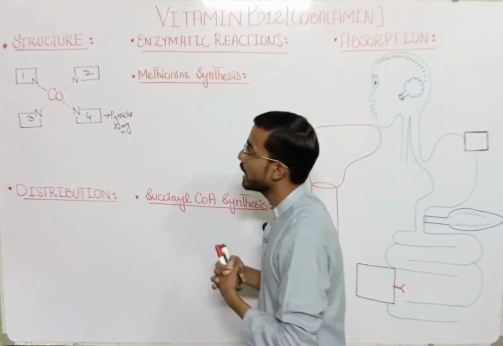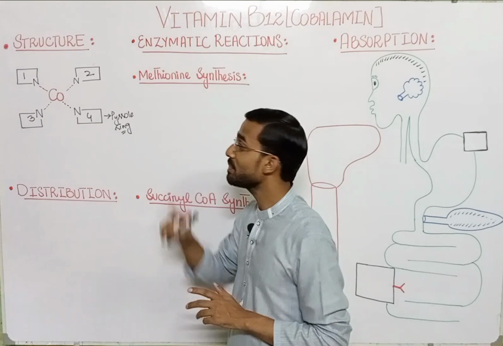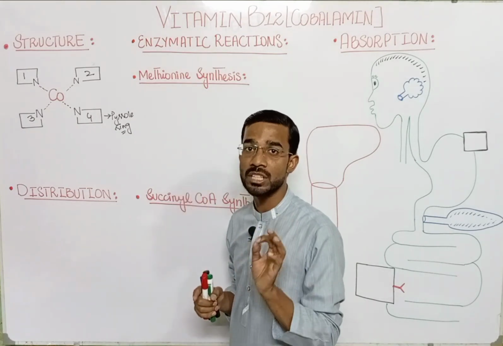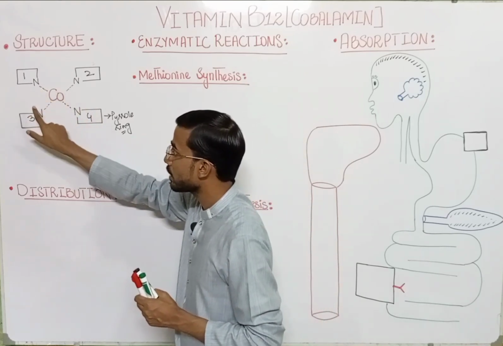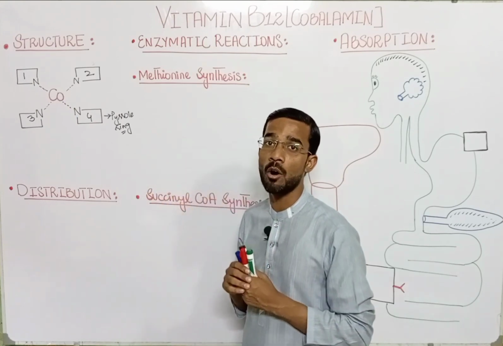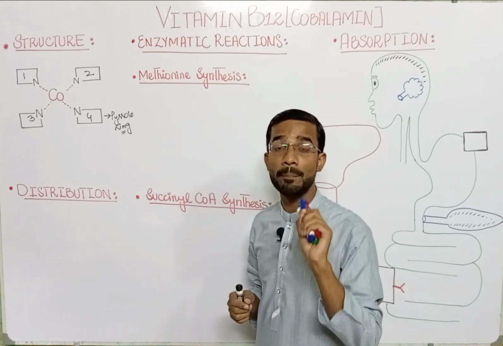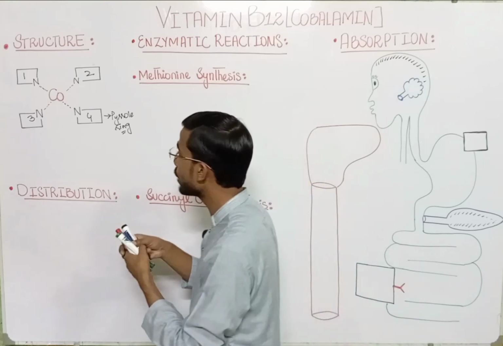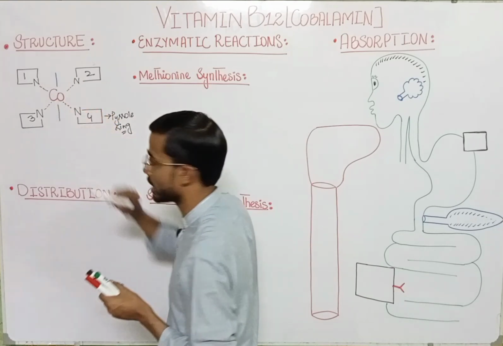Now each pyrrole ring contains a nitrogen, and that nitrogen attaches to the central atom, which is cobalt. So the nitrogens of the pyrrole rings attach to the cobalt, and in that situation cobalt forms 4 bonds. But cobalt has the ability to form 6 bonds, so it forms 2 other bonds, one on the upper side and one on the lower side.